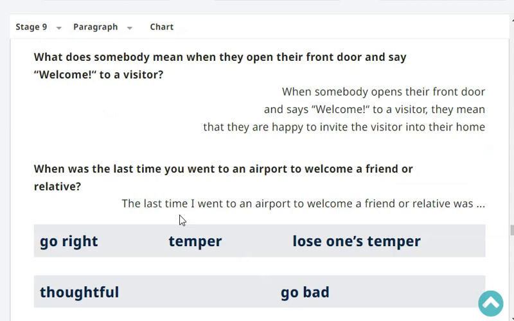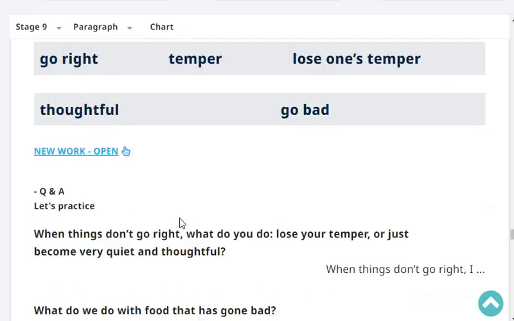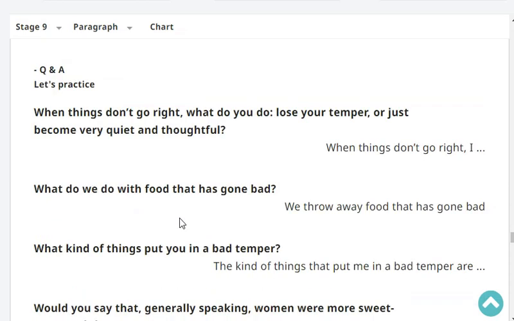When was the last time you went to an airport to welcome a friend or relative? The last time I went to an airport to welcome a friend or relative was 3 months ago. Very good.